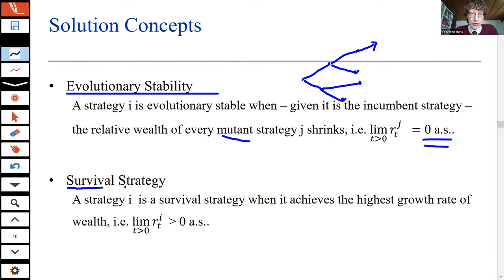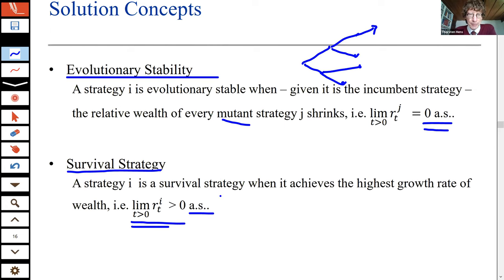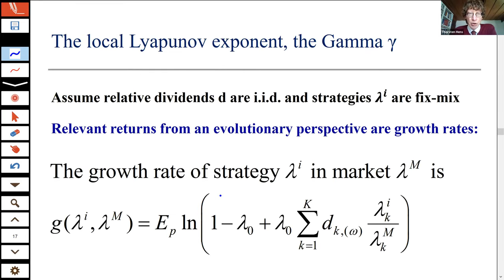And we can ask for survival strategies. So which strategy has the highest growth rate of wealth? Again, P almost surely, meaning pathwise and not in expectation. So that's a very strong convergence result. Okay, so now, how can you analyze dynamical systems? The trick is the so-called Lyapunov exponent, which is something like the local growth rate of the dynamical system.